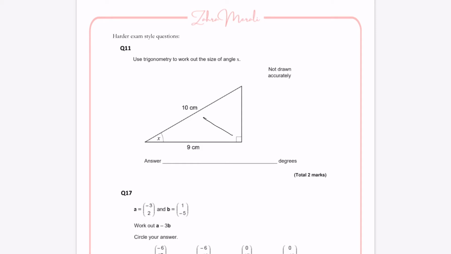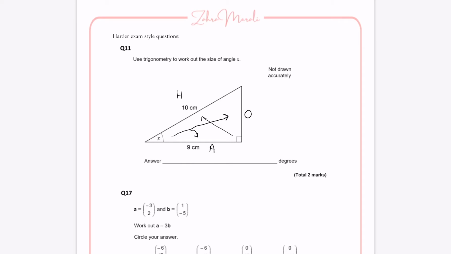So this is H. This is the angle we're looking at. Opposite the right angle, the longest side is always my hypotenuse. Opposite the angle that I'm looking at is my opposite, so my O. And the other side next to it is the adjacent.